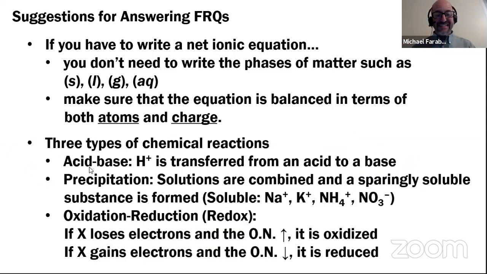With respect to different types of chemical reactions, there are three. We have acid-base reactions in which a H+ or a proton is transferred from an acid to a base. We have precipitation reactions in which a sparingly soluble substance is produced as a precipitate. Remember that the soluble ions include sodium, potassium, ammonium, and nitrate. Oxidation, reduction, or redox. If an element loses electrons and the oxidation number increases, then that is being oxidized. If an element gains electrons and the oxidation number goes down, then that is reduction.